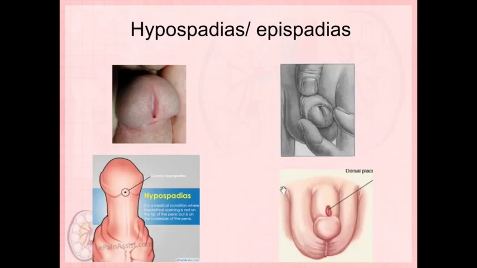Hypospadias is a birth defect where the urethral opening, the meatus, is on the underside of the penis instead of on the tip. The underside is also referred to as the ventral side. Surgical repair usually begins at 1 year to 6 years of age. On the other hand, epispadias is a congenital anomaly in which the urethral opening is on the upper side or dorsal side of the penis.